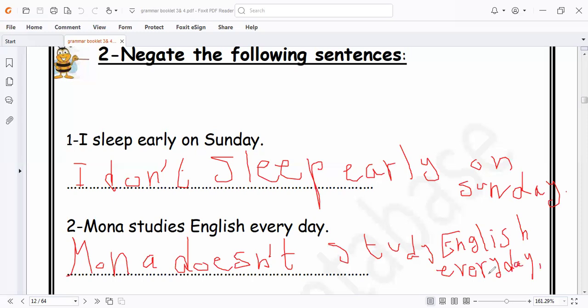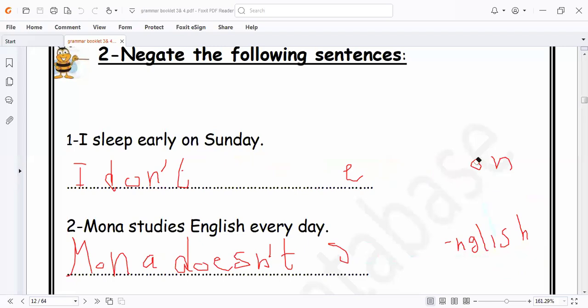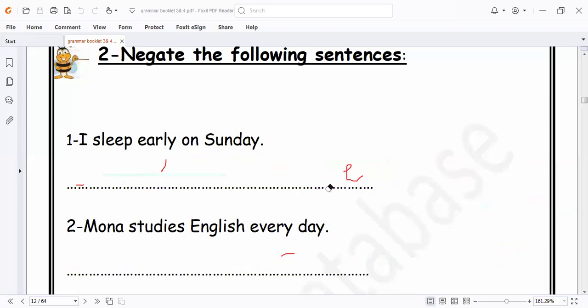Let's go to another item. Here I showed you how to do these sentences. So we do it in negative form and in question form, and we know how to do these sentences. Let's go to another item here.